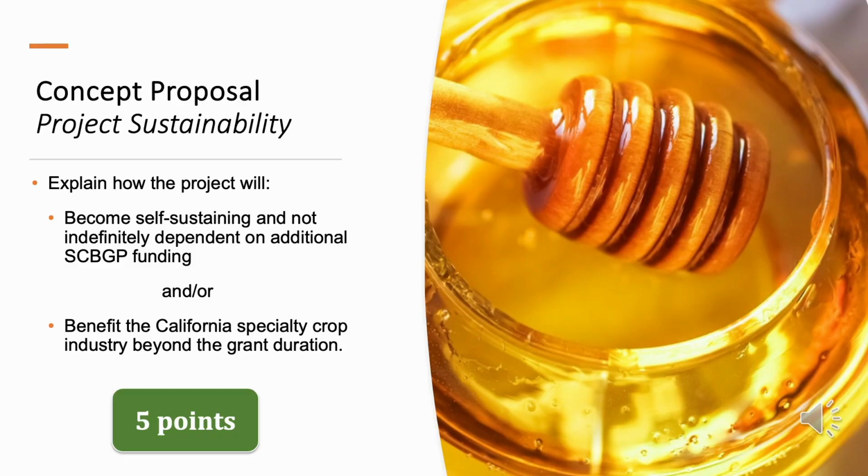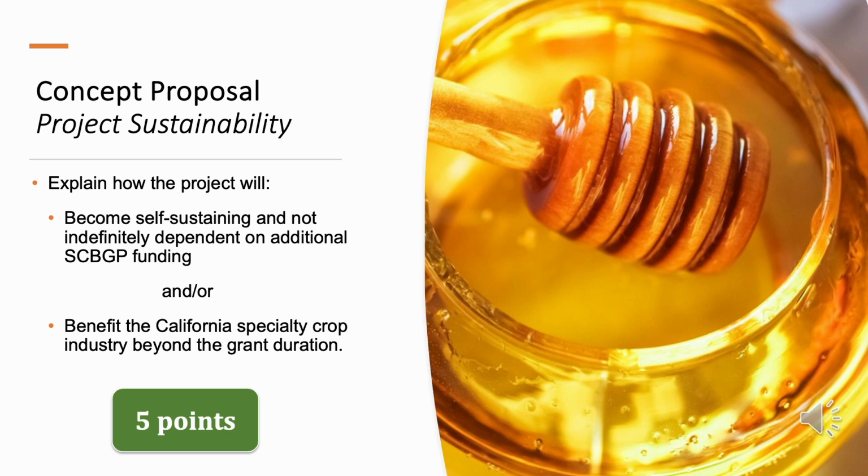The next question is about project sustainability. USDA and CDFA want awarded projects to have a long-term impact without relying indefinitely on grant funding. So in the text box provided, explain how your project will become self-sustaining beyond the grant duration. For example, if your project will create a new program, outline a plan for how the program will continue to exist after the end of the grant period.